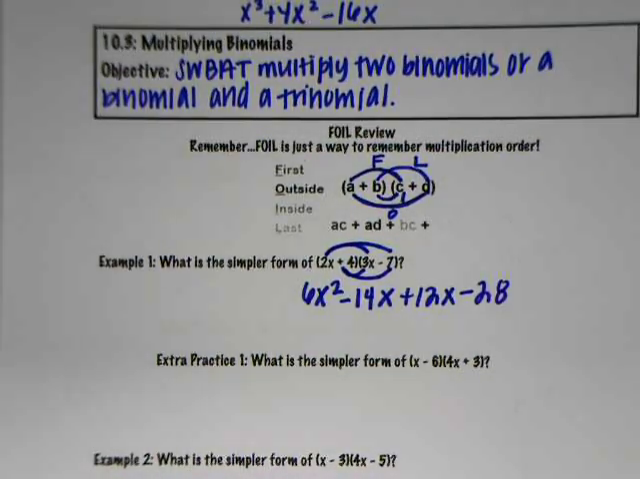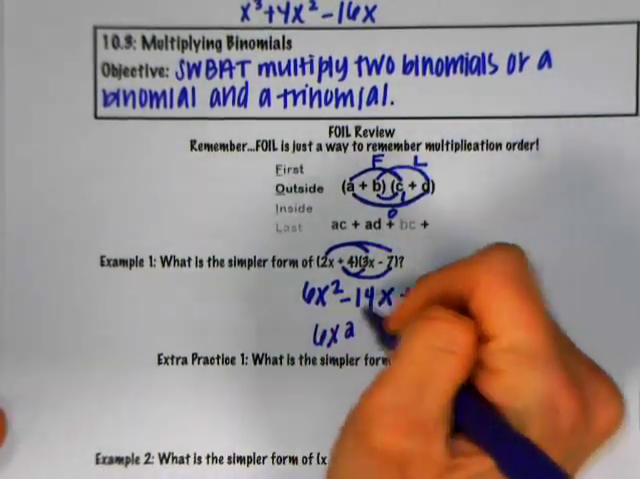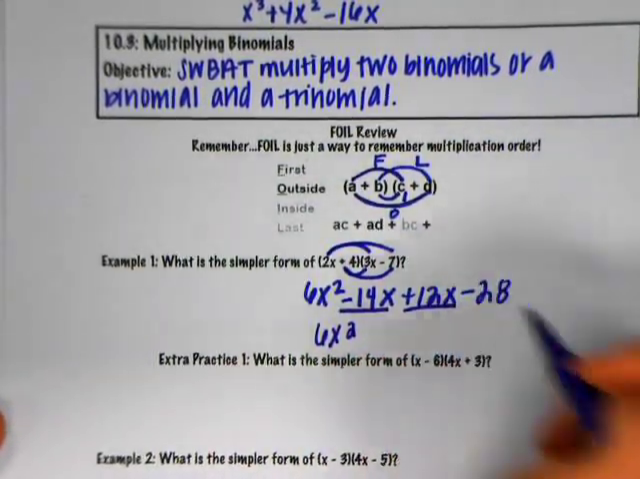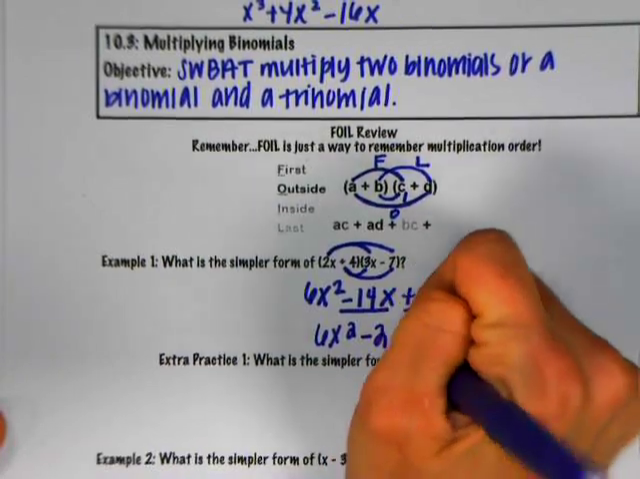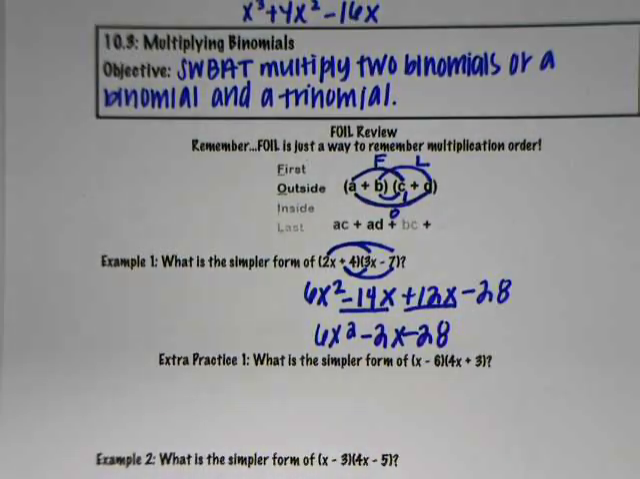And then you just combine any like terms and make sure it's in standard form. So what are my like terms? Yep, those center ones. So what is negative 14x plus 12x? Yep, negative 2x. That's it. Way easier when it's not square roots. Okay, so you guys try the next one.